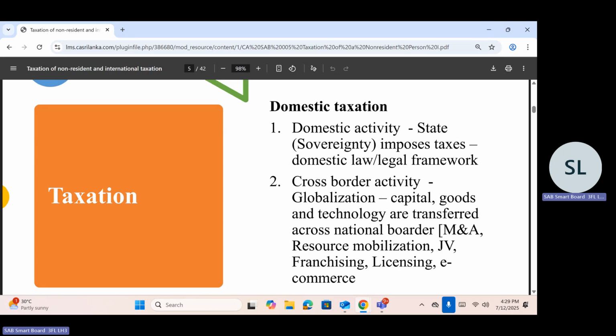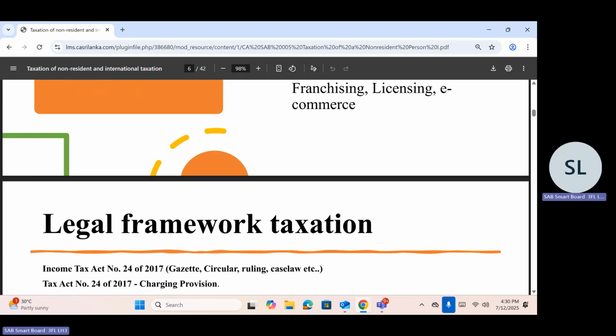Because of this, somebody may be doing this type of transaction, say merger and acquisition, resource mobilization, joint venture, franchising, licensing arrangement, e-commerce. Last week the Sri Lanka government announced that effective from the 10th, 2025, any non-resident person who is providing services in Sri Lanka through a digital platform is also subject to 18% VAT. Right? 18% VAT. Now, basically, e-commerce is subject to tax. That type of thing, because the country has that right.